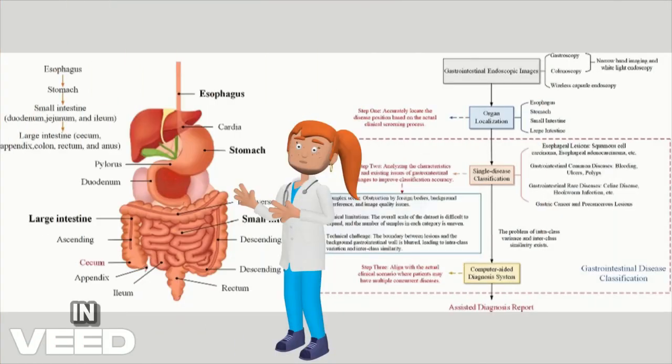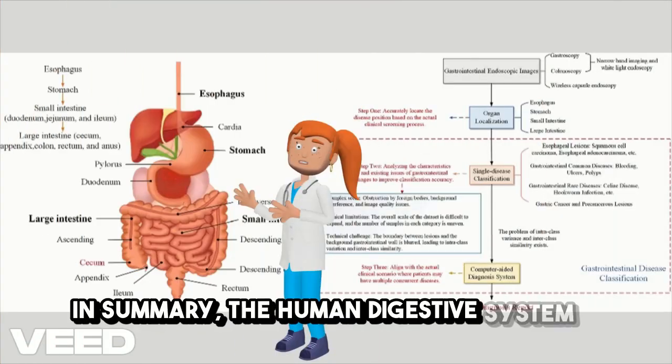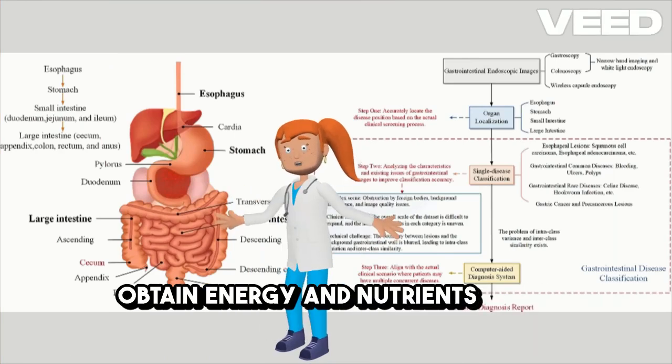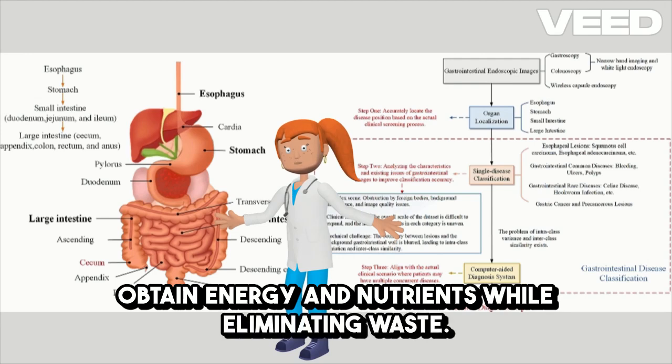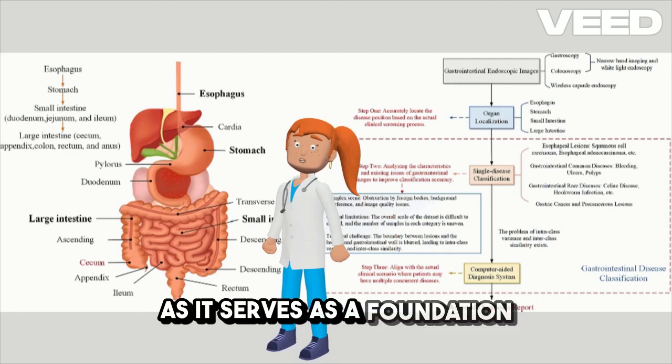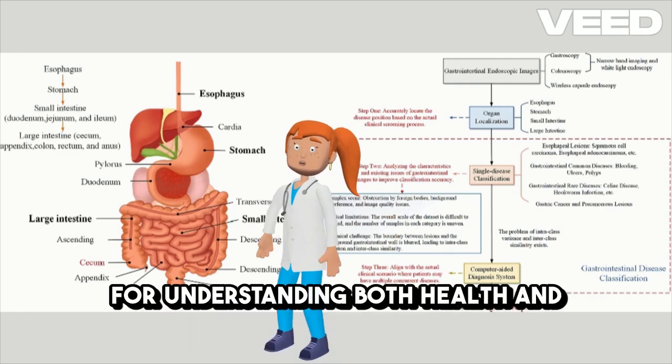Conclusion. In summary, the human digestive system is a well-coordinated mechanism that ensures we obtain energy and nutrients while eliminating waste. Its clinical importance cannot be overstated, as it serves as a foundation for understanding both health and disease.